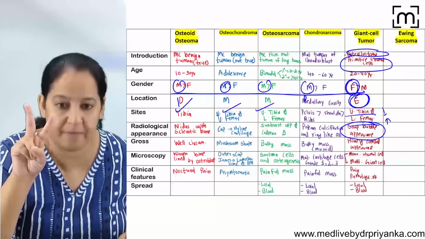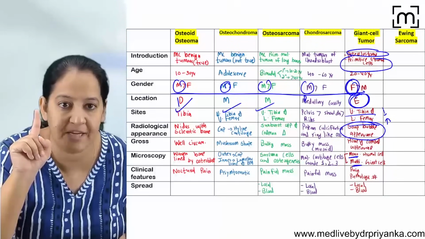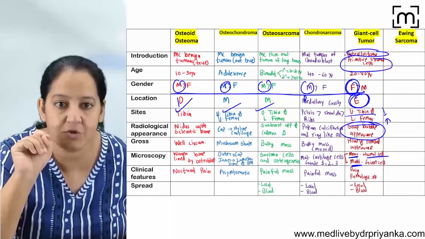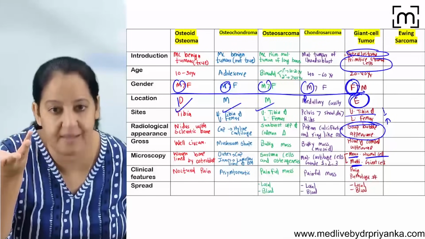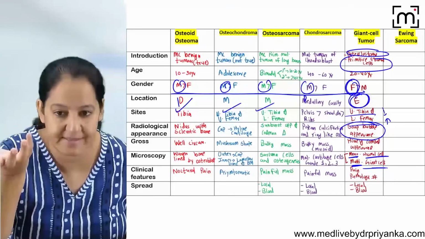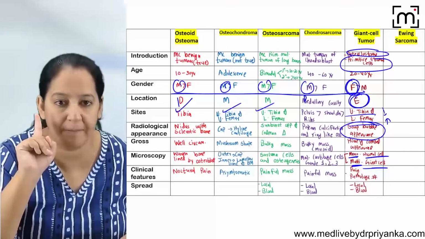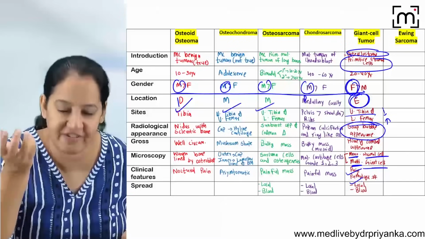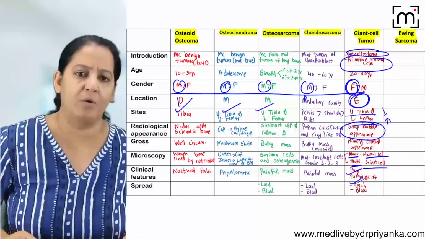Microscopically, you have to describe two types of cell, mononuclear cell, multinuclear cell. Mononuclear cells are stromal cells, neoplastic cell, tumor cell, and multinuclear cells are giant cells. Clinical feature, the person has pain and pathological fractures are common, and spread is same, local and blood spread.